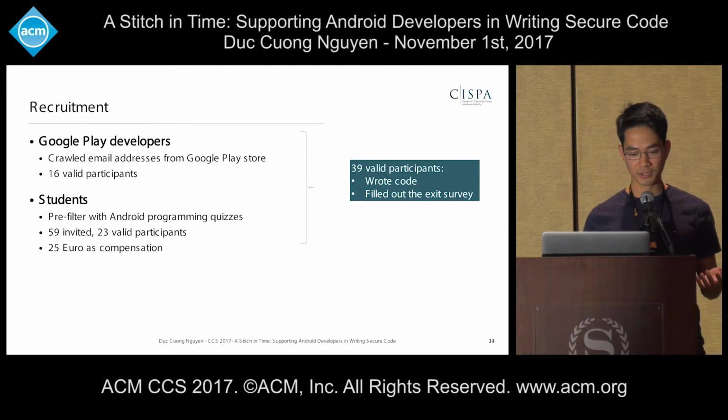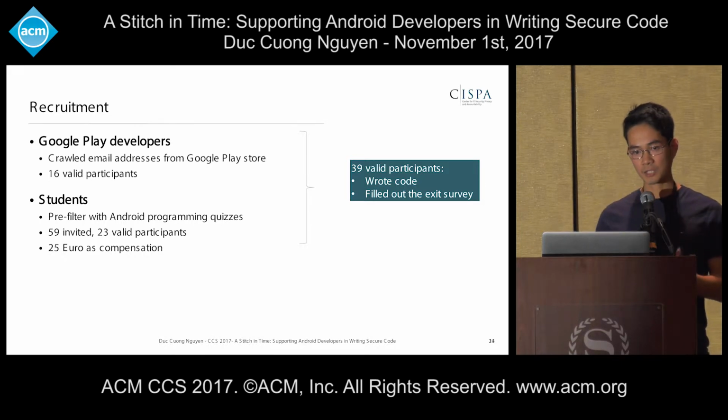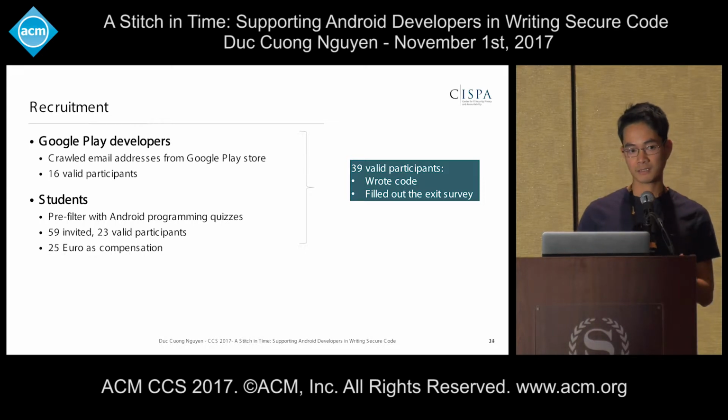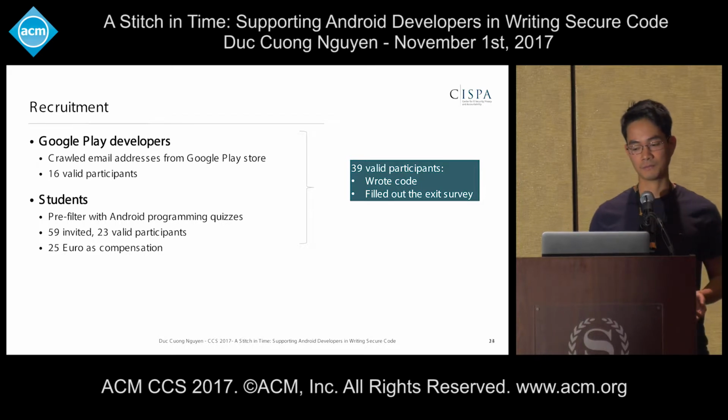So, aiming for a higher number of participants, we tried to recruit students. But we only wanted students with Android programming knowledge. Therefore, we asked them questions before inviting them to participate in our study. In the end, we sent 59 emails, and we got 23 valid participants. We reimbursed them 25 euros as compensation for the participation. So in total, we have 39 valid participants who have written code and who have filled out our exit survey.